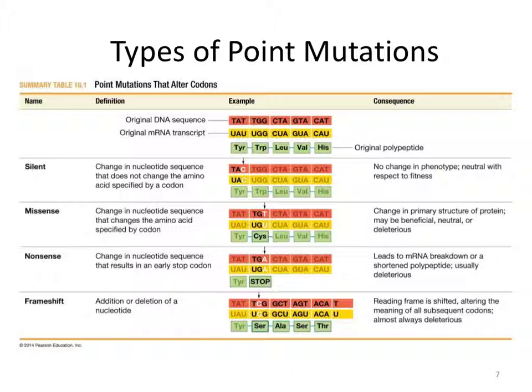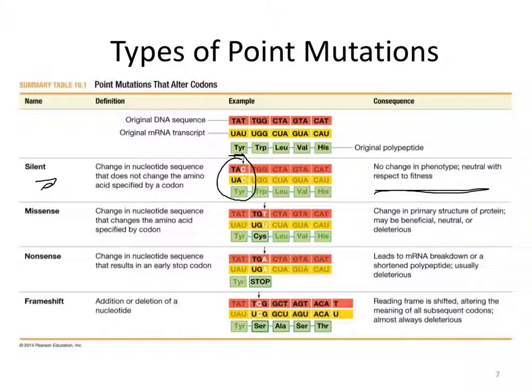Mutations can be silent, which are changes in nucleotide sequence that do not change the amino acid specified by a codon. To understand that, you need to think back to the fact that the genetic code is redundant. So there's more than one codon for most of the amino acids. Here we have a genetic change from one codon to another, but they both encode tyrosine.